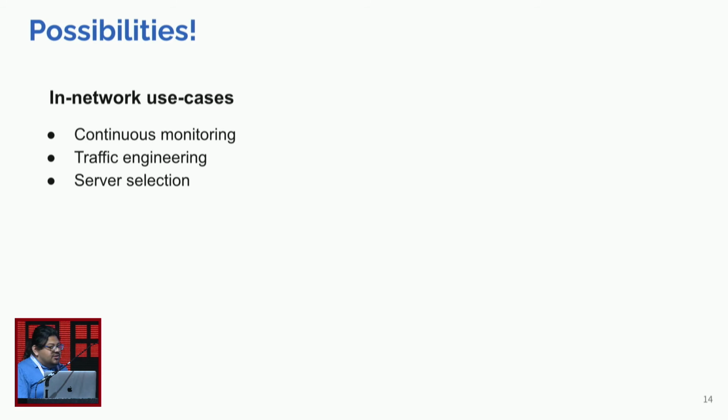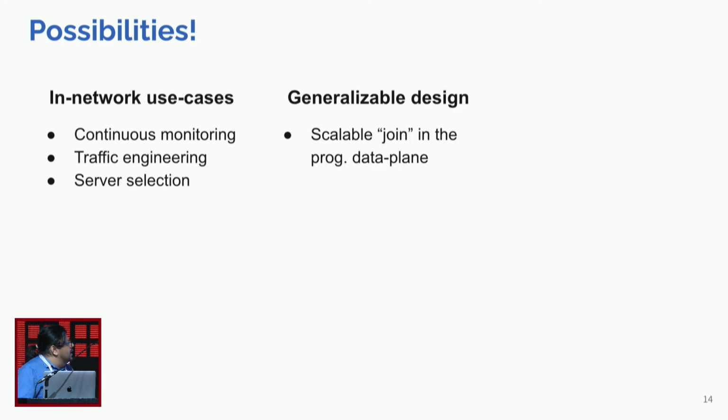There can be many other in-network use cases. I only spoke about one, but we could do continuous monitoring in the enterprise or campus edge. We can do traffic engineering in real time, as in if network conditions go bad, we can steer traffic to a different route. And we can do server selection for, say, low latency applications like video conferencing or cloud gaming, et cetera.